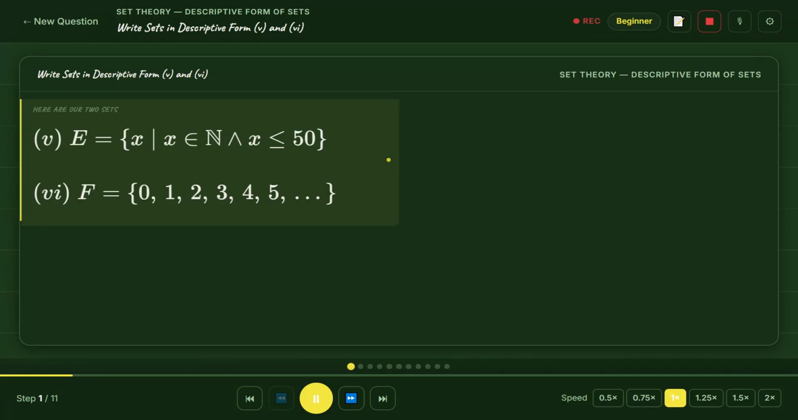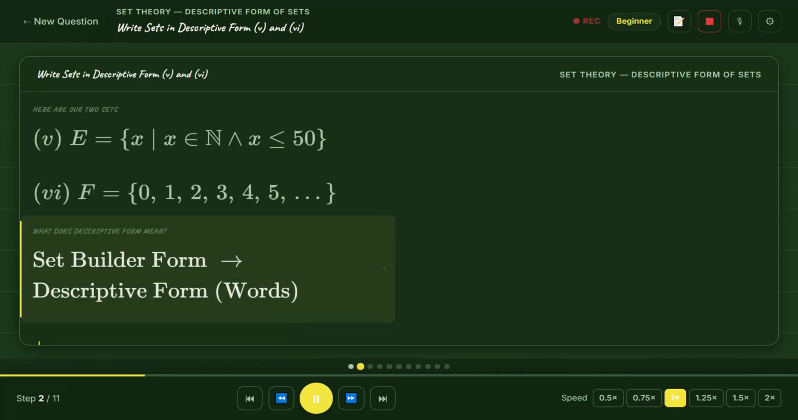Hello. Today we have two sets, and our job is to describe each one using simple English words. Let's look at them one at a time. Descriptive form just means we use everyday words to tell someone what is inside the set. Instead of math symbols, we use a simple sentence.